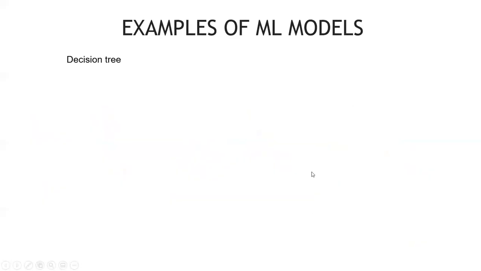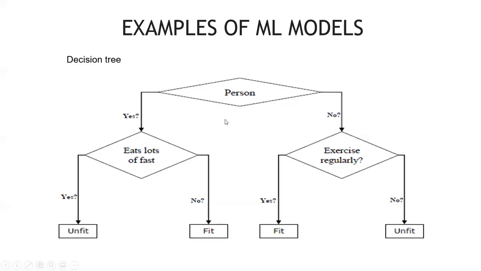Decision tree is another perfect example of these models. We have a very simple illustration here. You have a person who eats a lot of fats. Oh, sorry, this should have been fats, F-A-T-S, not fast. You have a person who eats a lot of fats. Yes, so you can assume the person is unfit. If the answer is no, you can assume the person is fit.